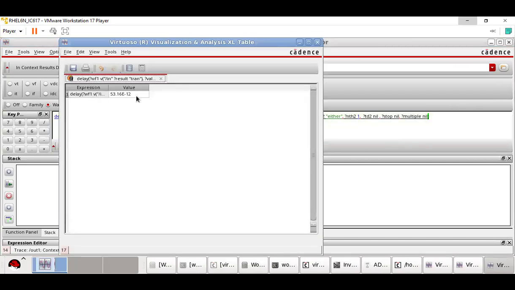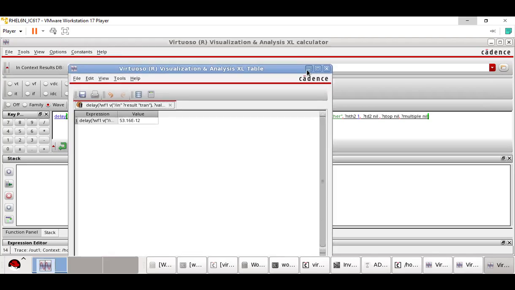It will evaluate the delay for you. This is a 53.16 picosecond delay between the first input and the first output. The input and first output, the delay is this. I'll show you the whole process again.